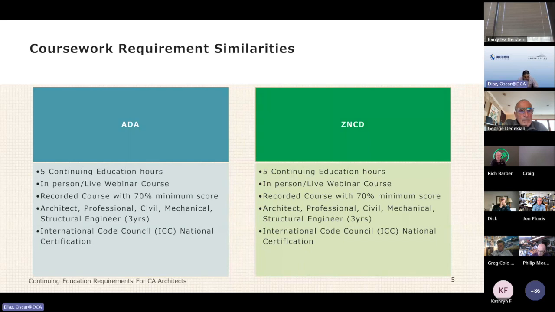The courses must be presented by trainers or educators with knowledge and expertise in designing that specific field, either ADA or ZNCD. Qualified trainers or presenters must possess either an architect, professional, civil, mechanical, or structural license with a minimum of 3 years of demonstrable direct experience in the design field.